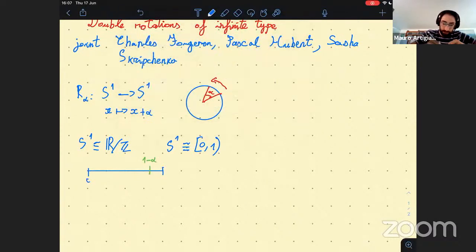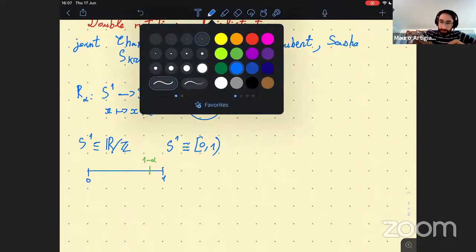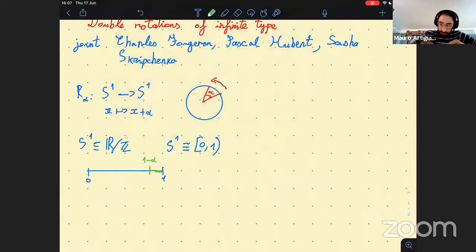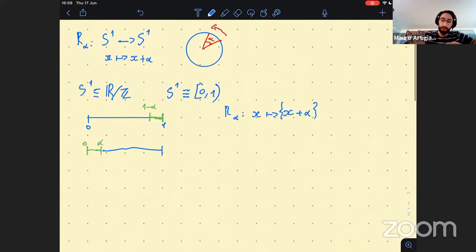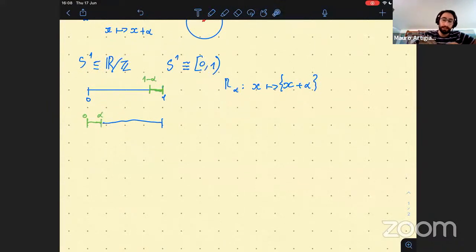If this is 0 and this is 1, this interval here gets sent to the beginning, the interval from 0 to alpha, and then the remaining portion goes to the remaining portion of the interval. Intervals that have the same color are mapped by a translation one to the other. So R_alpha is simply taking x, adding alpha, and then taking modulo 1, the fractional part.